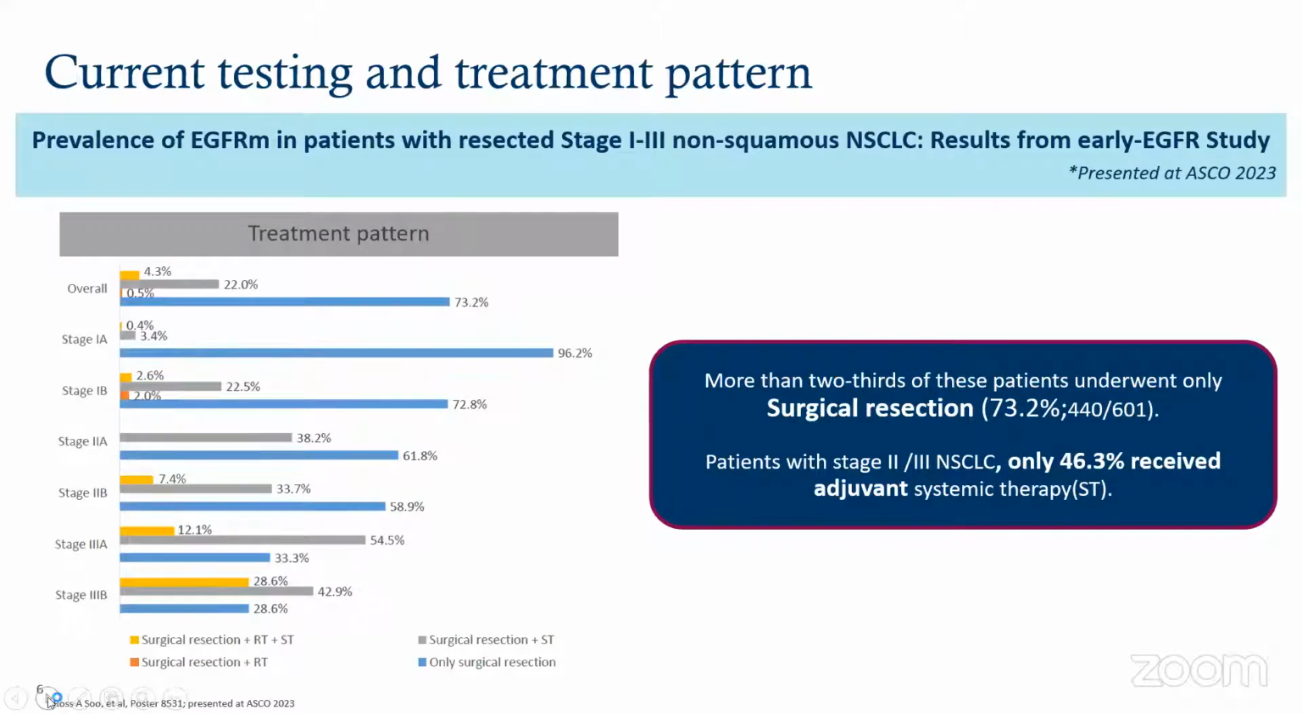So if you see prevalence of EGFR mutation in resected patients, now these studies show that majority of the patients, almost 73% of the patients, actually undergo only surgical resection. Like in stage 1A, 96% patients are undergoing only surgical resections. And few of them end up getting adjuvant systemic therapy also. So there is definitely an unmet need about these EGFR mutated patients. Next slide.